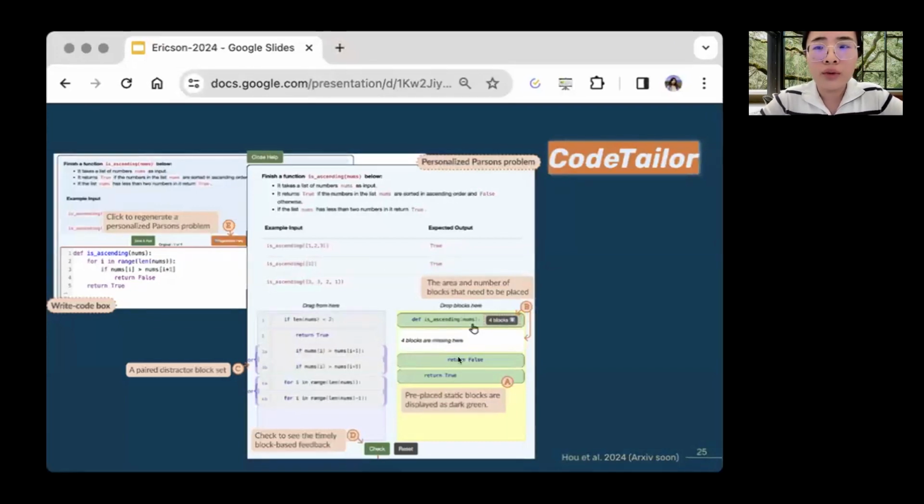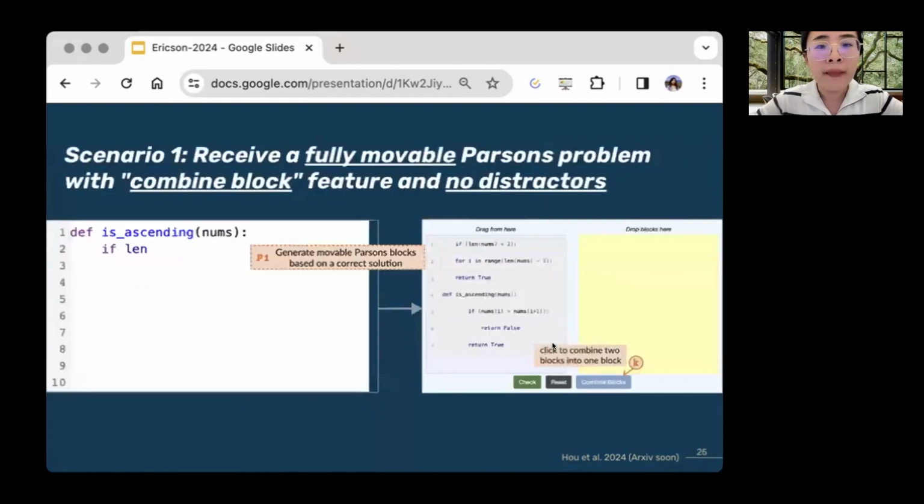So Code Tailor distinguishes itself from existing large language model-based products by emphasizing an active learning opportunity, where the students are expected to solve the problem in the support rather than simply acting as customers of the presented correct solution. So here I use 3 hypothetical student scenarios to demonstrate how Code Tailor's personalization design works in more detail. So for example, this is the first scenario.